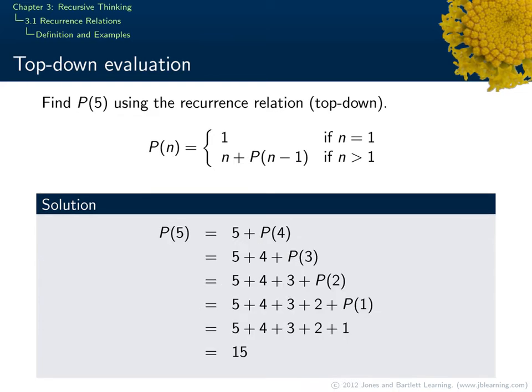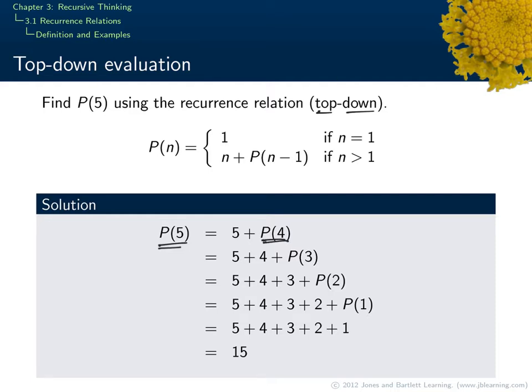Now we find P of 5 using what's called the top-down method. So we start with P of 5, which is the thing that we want to get, and we see that that's 5 plus P of 4. And so now the problem has shifted to figuring out what P of 4 is.